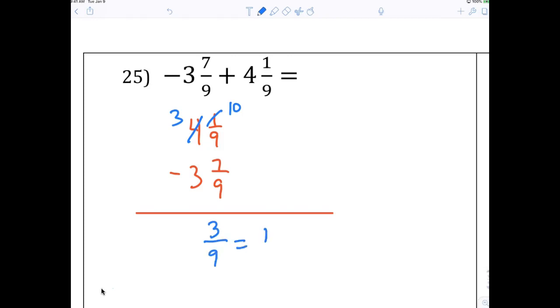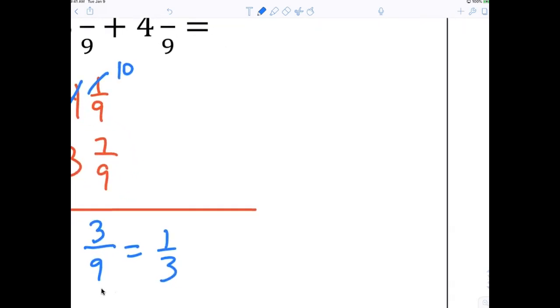Which reduces to 1 over 3. Come on, speak up. Why do you have to borrow? Because 1 minus 7 can't be done. Yes. So if the bigger number is a positive and the fraction is smaller than the bottom one, let's look at this one more time. What I'm trying to tell you is this. Remember, I tried to tell you.